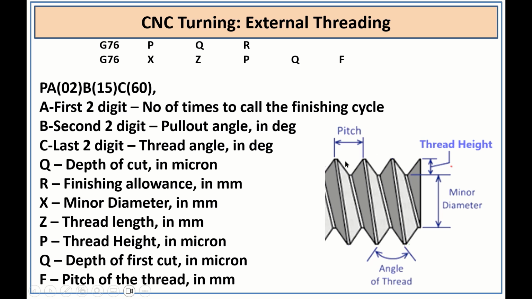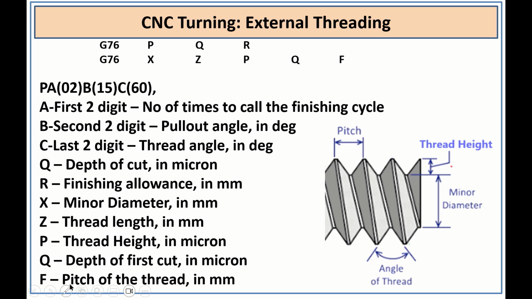When you want to make the threading operation, the first cut is more important because it is going to form a pattern for the upcoming threads. So the first cut is more important. So it should be a little more than the depth of cut we are mentioning for the second cycles. So here the depth of first cut we are mentioning in microns, because this is also taken separately, because the depth of first cut is more important in order to make the pattern of the threads.